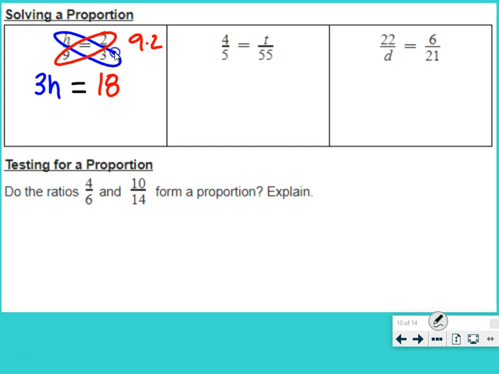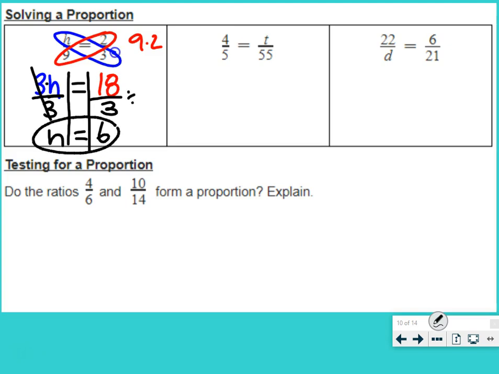Now we need to solve this equation. So this is why we talked about solving equations first. How do we get h all by itself? Well, we're multiplying by 3, so we need to divide by 3 on both sides. So we have h equals 18 divided by 3 is 6, so h equals 6.